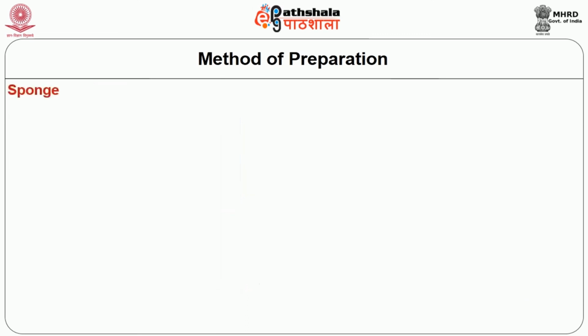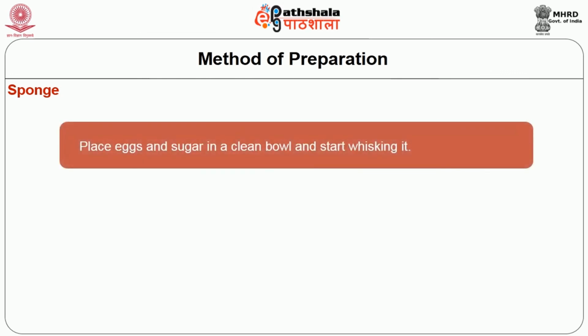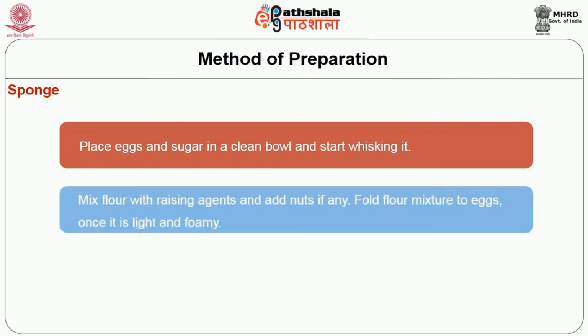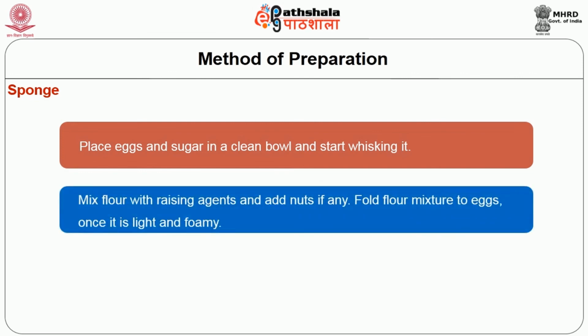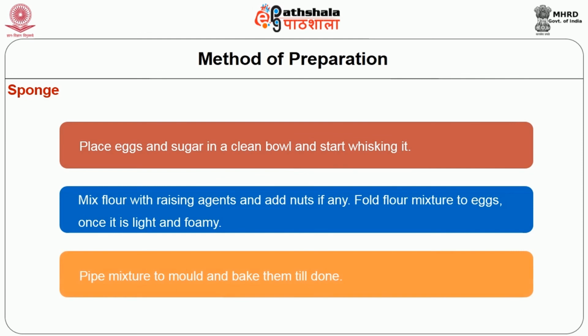For the preparation of sponge, first place eggs and sugar in a clean bowl and start whisking it. Mix flour with rising agents and add nuts if any. Fold the flour mixture into the eggs. Once it is light and foamy, then pipe the mixture into molds and bake them till done. This method is so simple and anyone can do it at home.